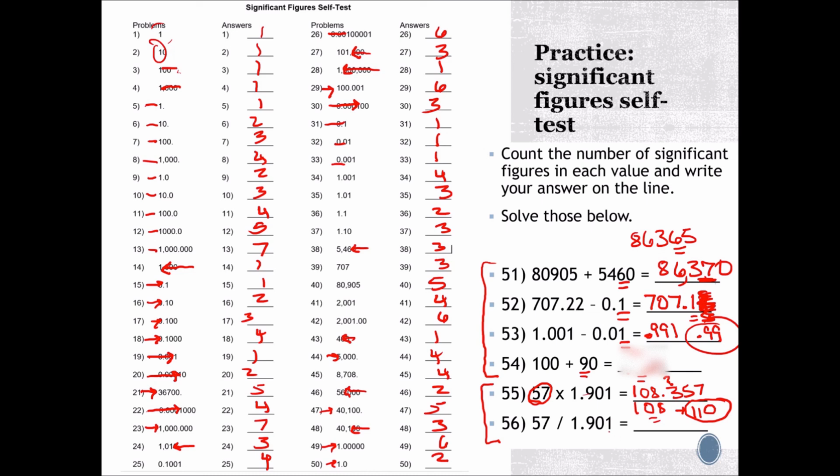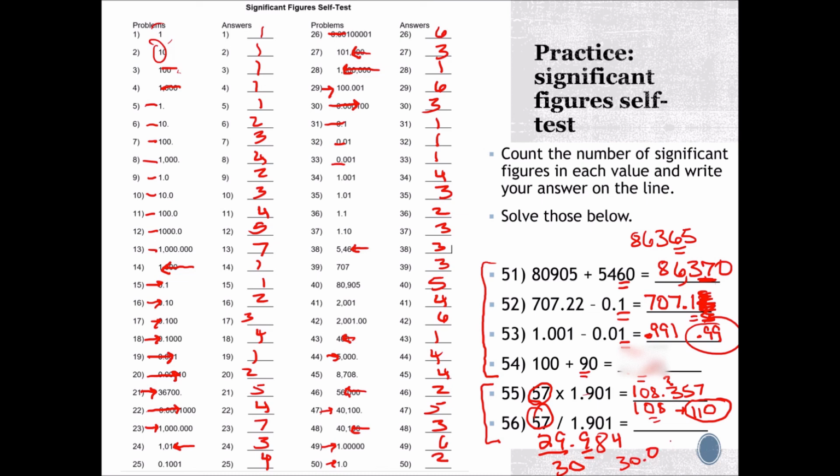Okay, 56. When you divide these two together, you get 29.984. You need to round this to 2 significant figures. Could I leave it at 29? Well, this next value here tells me I need to round up, so I need to round up to 30. Now that only has 1 significant figure. And if I put 30.0, that has 3 significant figures.